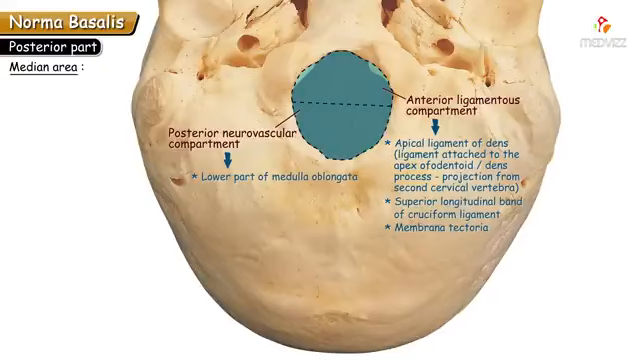The lower part of the medulla oblongata is the lower part of the brain, which continues below the foramen magnum as the spinal cord. And this medulla is surrounded by the meninges, dura mater, arachnoid and pia mater, which continue as the meninges of the spinal cord too.